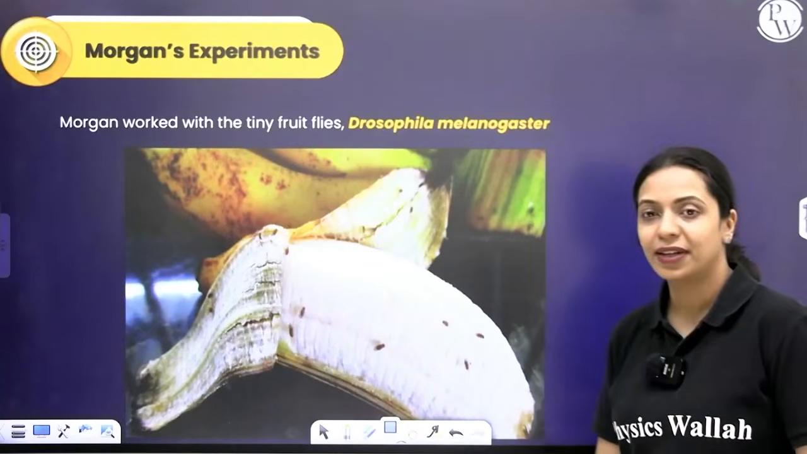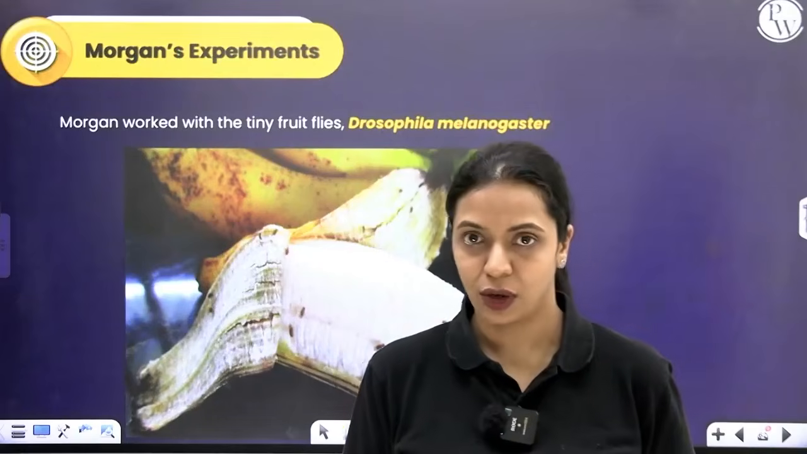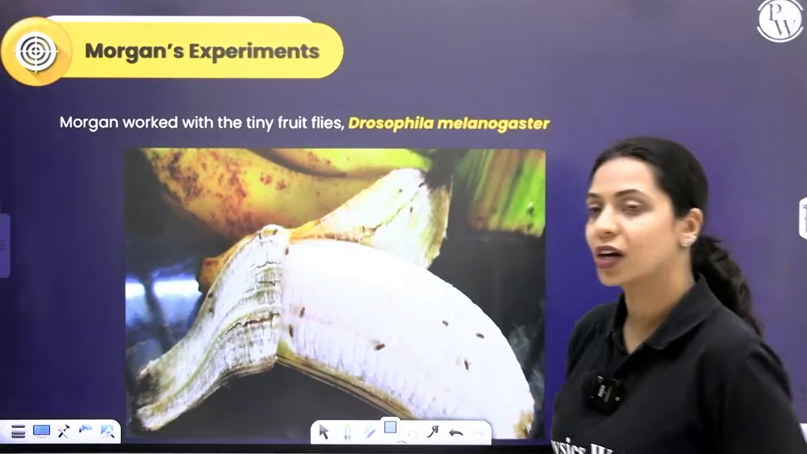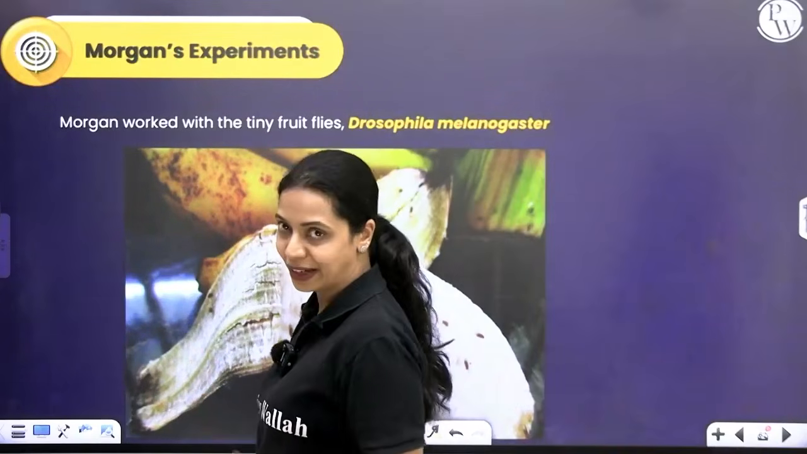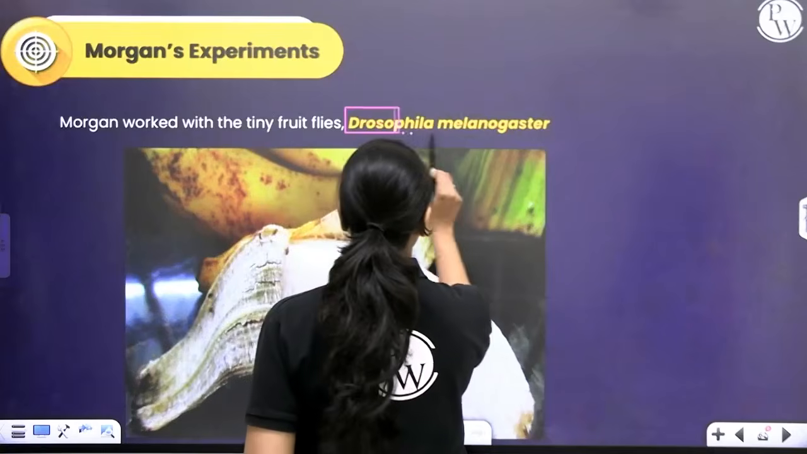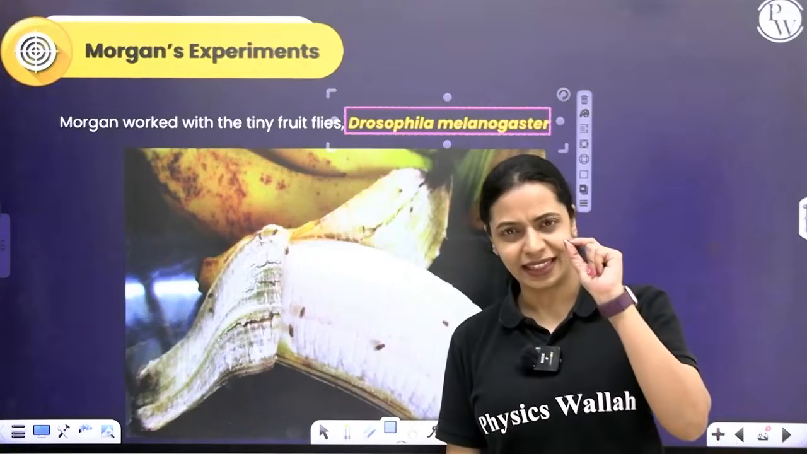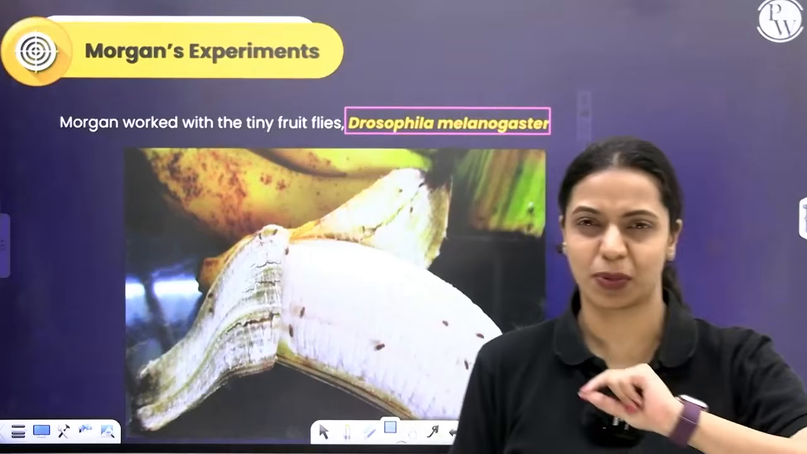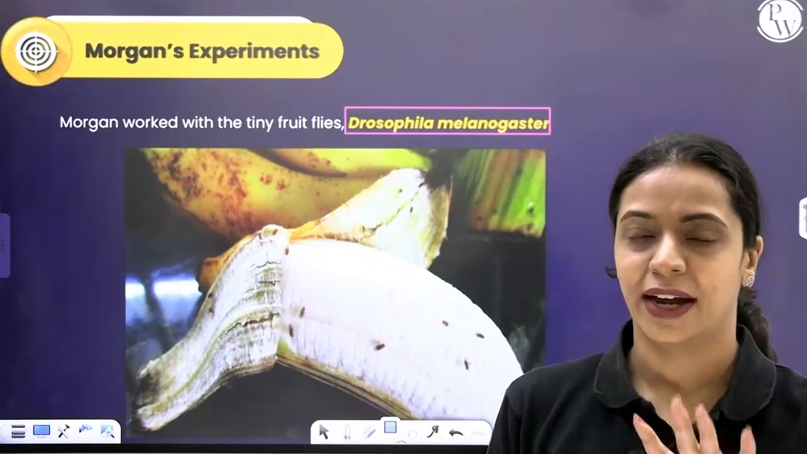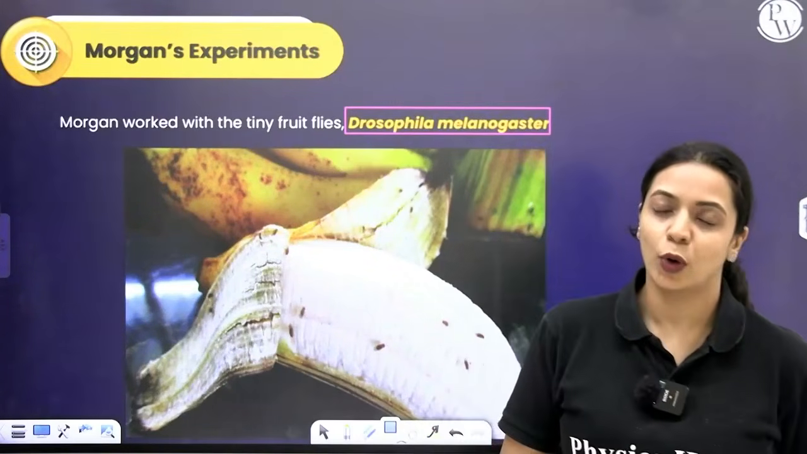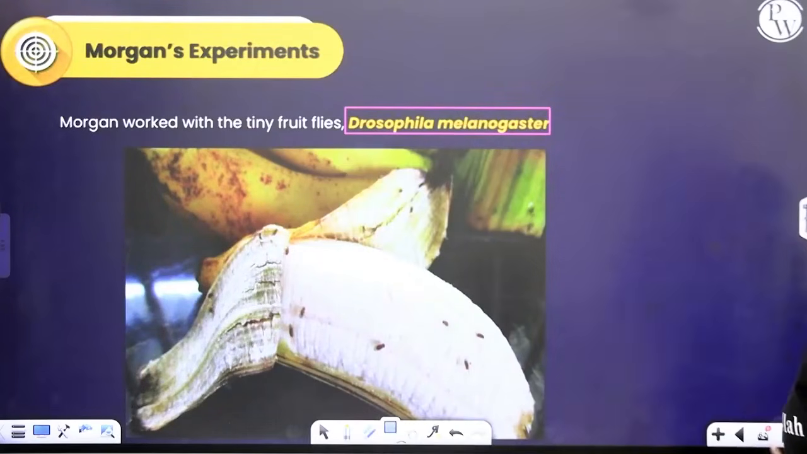He experimentally verified the chromosomal theory of inheritance. He worked on an animal, unlike Mendel, and the animal that he chose was the fruit fly, whose scientific name is Drosophila melanogaster, tiny flies that you see around fruits, bananas especially, if they are ripe, or even around curd and all of that. So again, why did he choose Drosophila melanogaster?